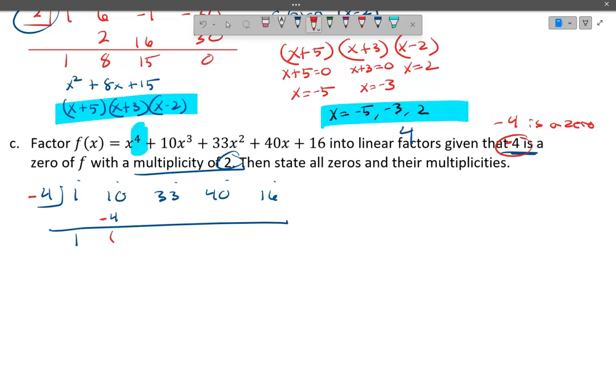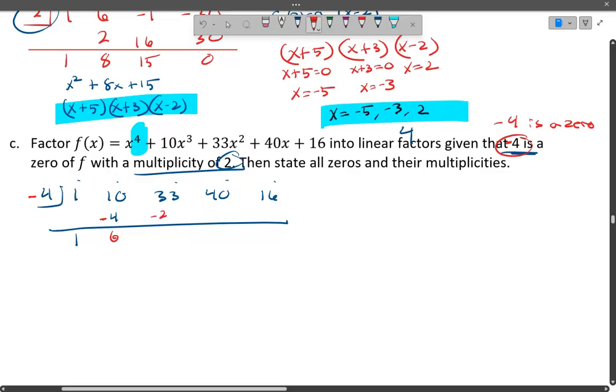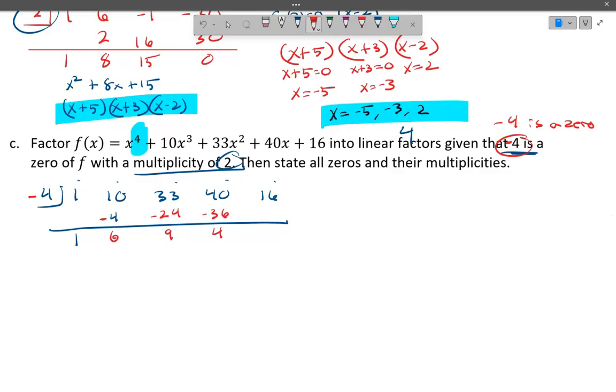Negative 4, that's going to give us a 6. So picking up where we left off, negative 4 times 6 is negative 24. That'll give us a positive 9. Negative 36, that gives us a positive 4. Negative 16, that gives us a remainder of 0. So we've already factored it once, but we're still not at a quadratic. This right here, just as a side note, you don't need to write this. This is x to the third plus 6x squared plus 9x plus 4.